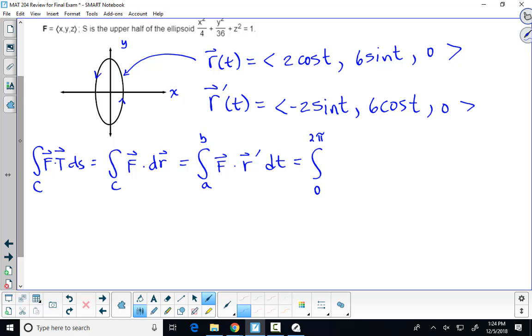Circulation, work, and when people say line integral, 99% of the time this is what they mean. Okay, so those are all equivalent.